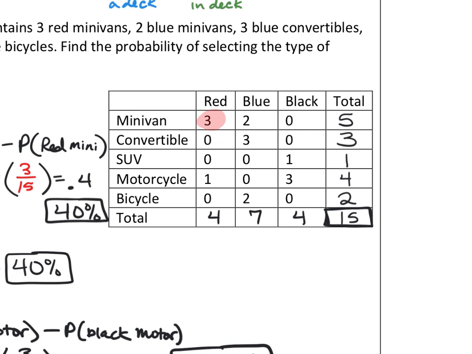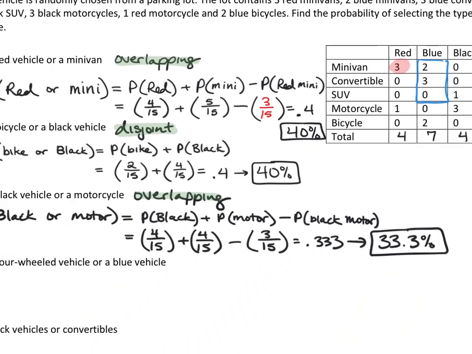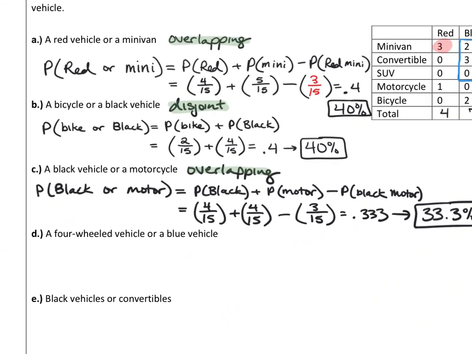Do convertibles have 4 wheels? Do SUVs have 4 wheels? Do motorcycles have 4 wheels? Do bicycles? So we're only looking at the top 3. But of those top 3, are any of them blue? Do we have any numbers right there? Yes, so this is an overlapping event because there are vehicles that have 4 wheels and are blue. So we know we're going to use that overlapping event formula.